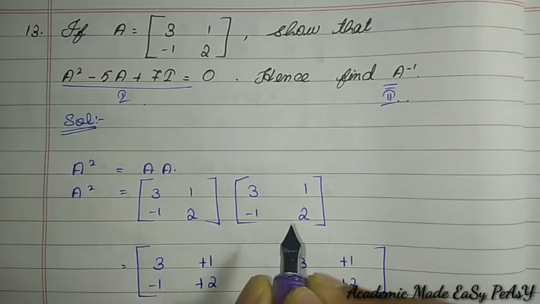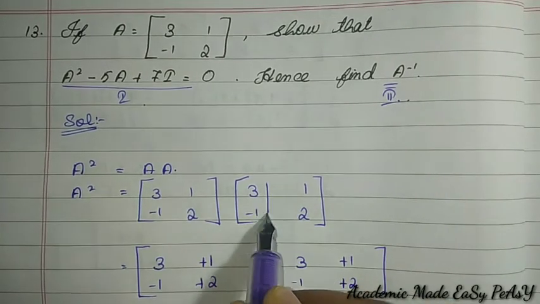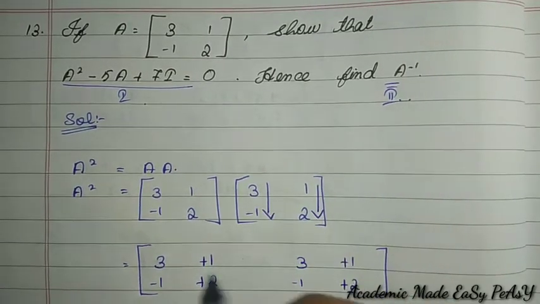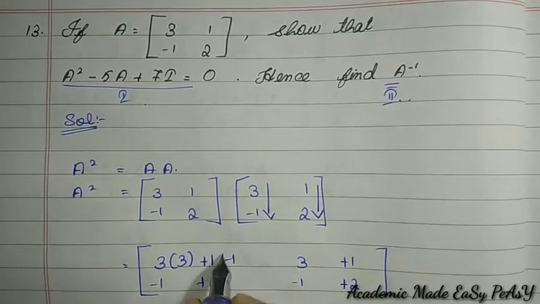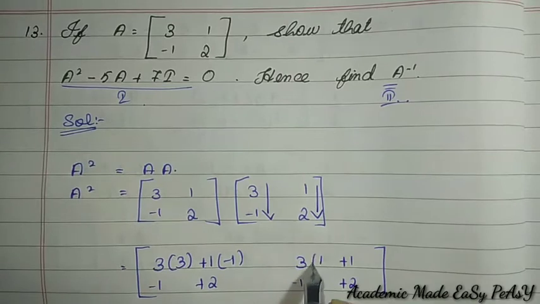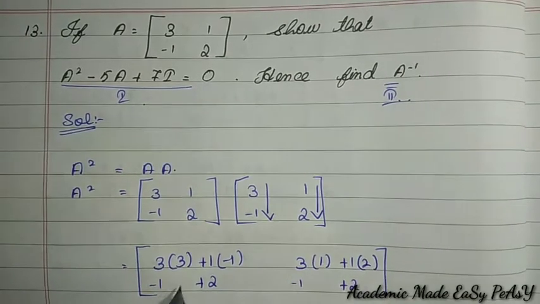So now I will start multiplying with the second matrix. So I will be multiplying with the column. So first element with first column, second element with second column. 3.